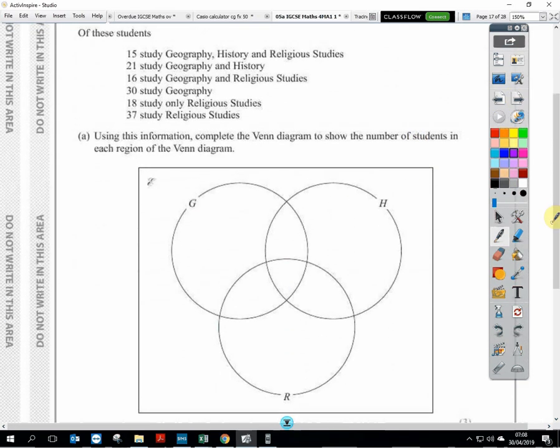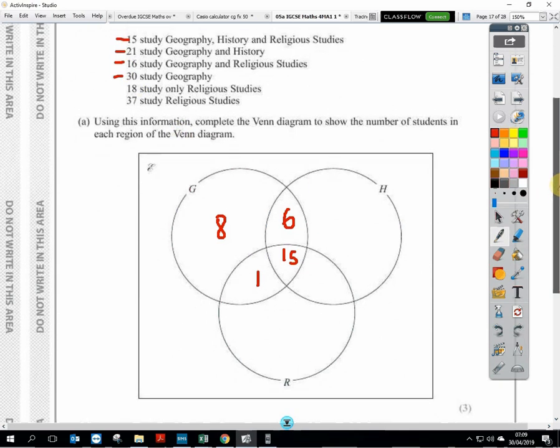So we're going to complete the Venn diagram here. Okay, let's try to fill in from the middle bit first, and I'll mark it off as we go along. 15 people study all 3, so 15 go in the middle here. 21 study geography and history. That's this overlap here. That's supposed to be 21, but we already have 15 in this bit, so this has to be 6. 16 study geography and religious studies, so this section here should be 16, that means this is 1. 30 study geography, so if we add the numbers up in the geography circle so far, we have 22, that means this is 8.